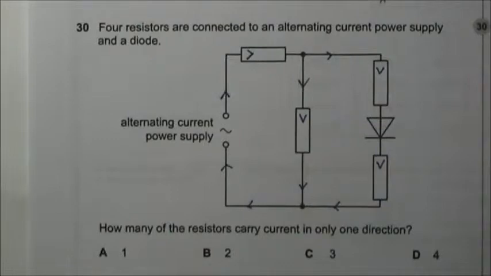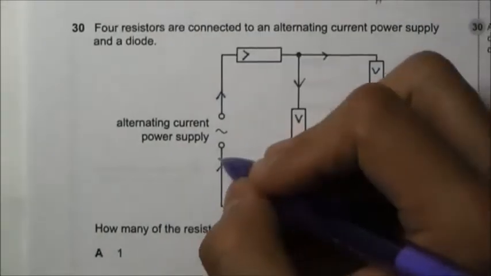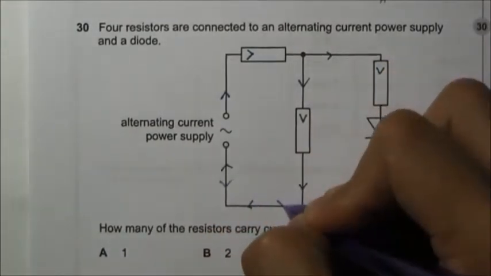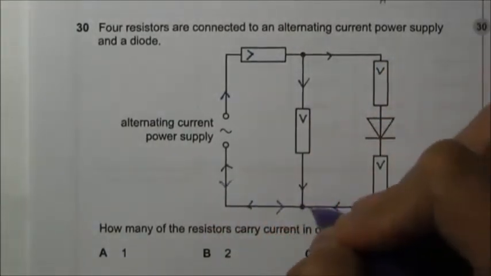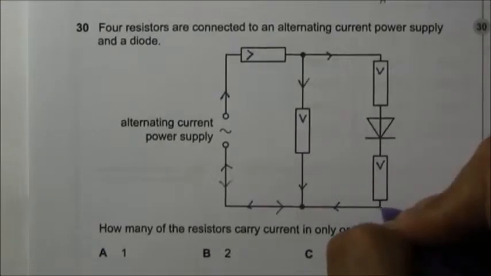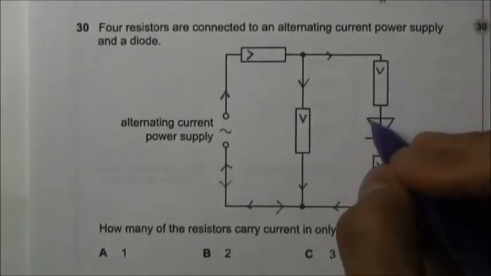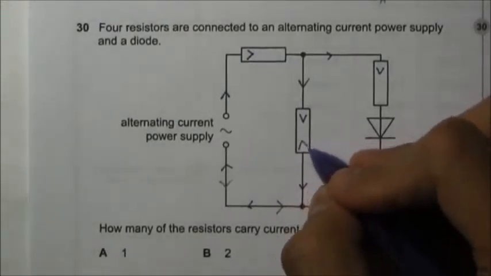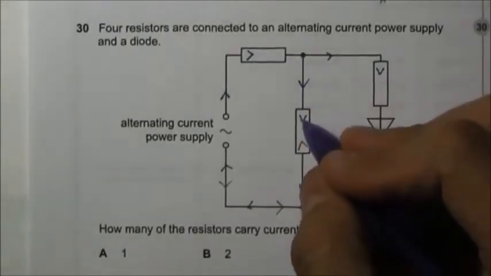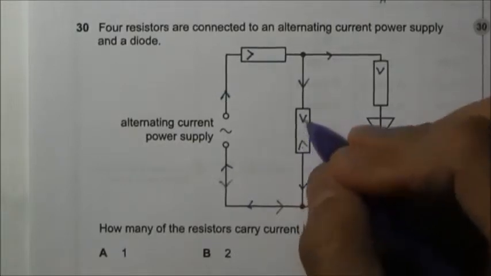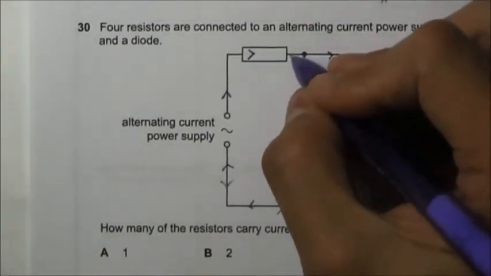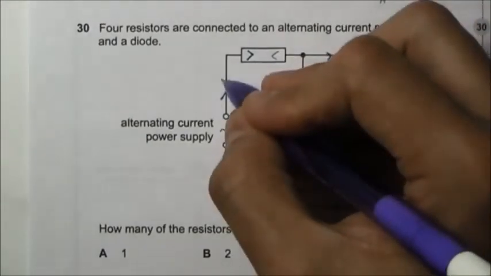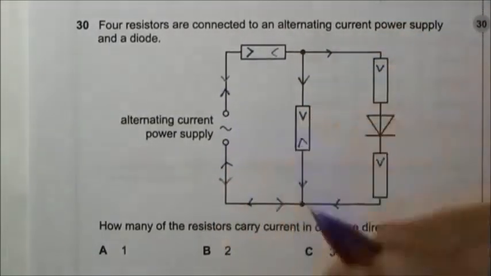Now when the current reaches the other direction, the current will come out from this direction, and then when it reaches this junction here, the current will not be able to go down to the bottom branch because of the diode here. So the current will only go through this branch and goes into this resistor in this direction. Then it will come out through here and go into this resistor in this direction and go back to the power supply.